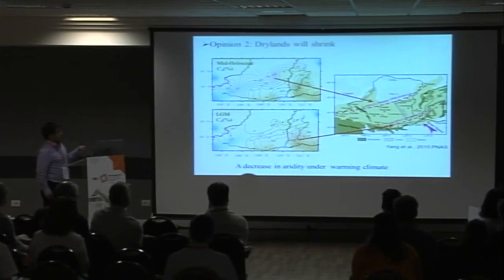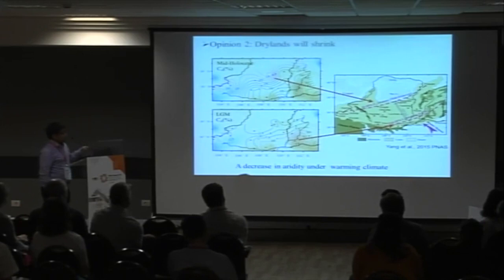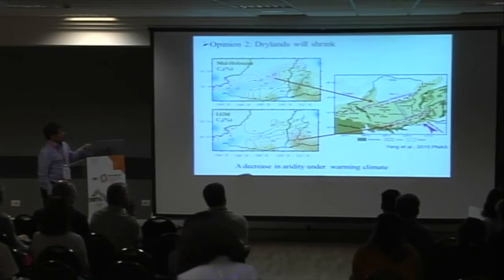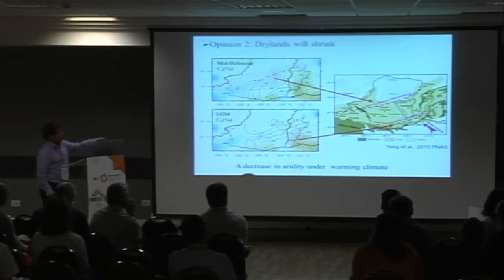This is the work by Yang et al., published in PNAS. They studied the δ13C of organic matter on the Loess Plateau. What they found is that during the last glacial maximum, the 10% C4 plant isoline was here, so to the northwest is mostly dryland. But during the mid-Holocene, this line advanced 300 kilometers inland towards the dry region. So this data suggests that dryland will shrink.